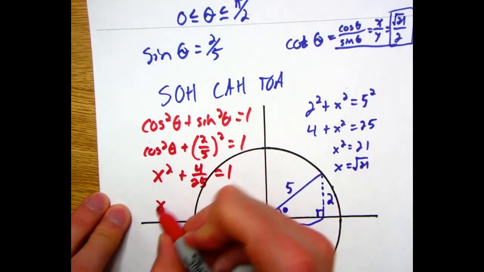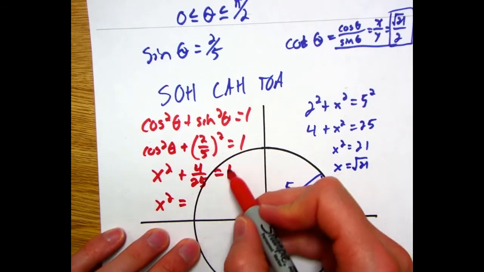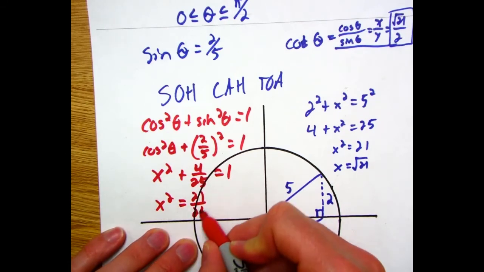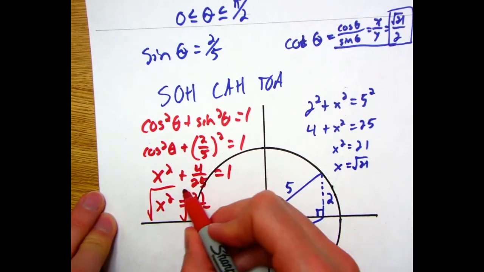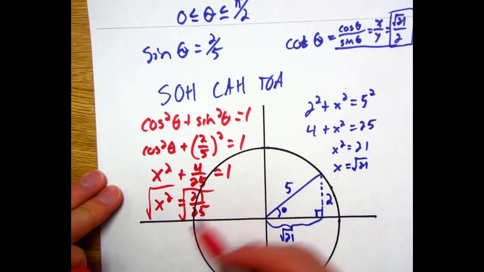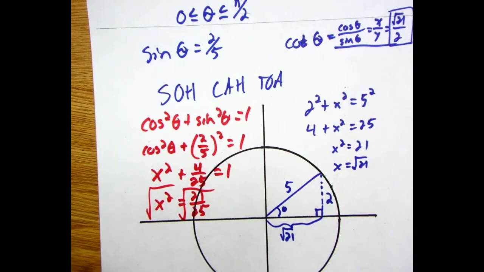Subtract 4/25, we get x squared equals, you'd have to do 25/25 minus 4/25 is 21/25. Then you take the square root of both sides. Okay, it's really not that bad. It's just a different approach, and I know a lot of you would probably struggle doing it this way versus writing out a triangle like this. So that's why I chose to do that instead.